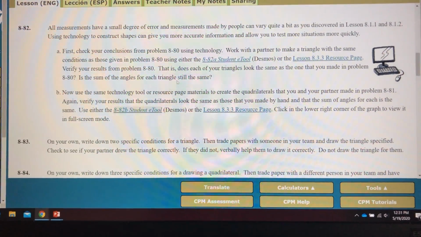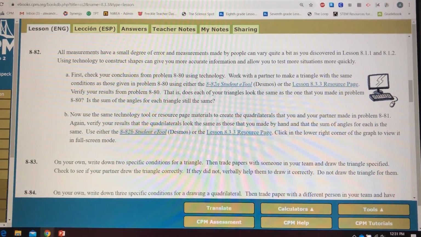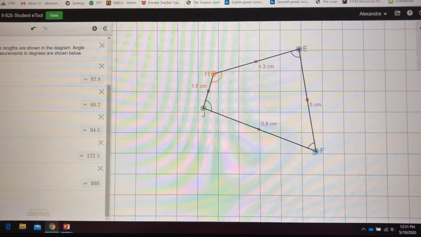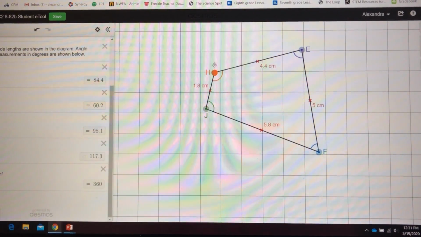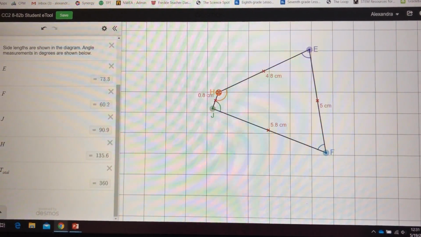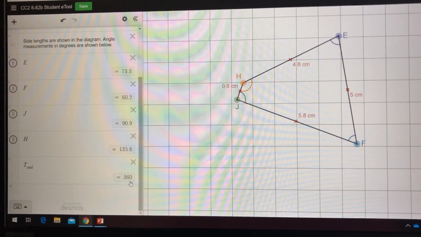All right, I know that was kind of difficult to do. It would have been nicer to do in class, but you know what? We just gotta make do, and you can play around with these and try to make some weird shapes, but still all the angles have to be 360.